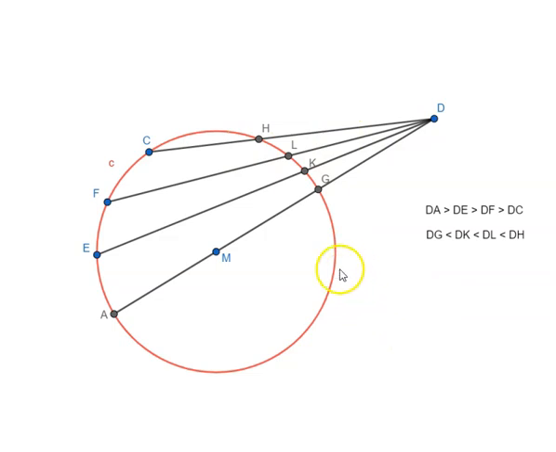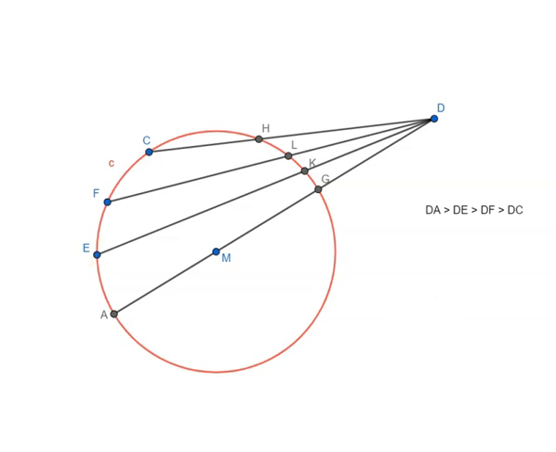Now, the next part of the proposition says that, for example with respect to K, there can be only one other point on the circle which will be equal to DK when it is joined to D. Okay, let's take it one by one. So let's take the first part. DA is greater than DE is greater than DF is greater than DC.